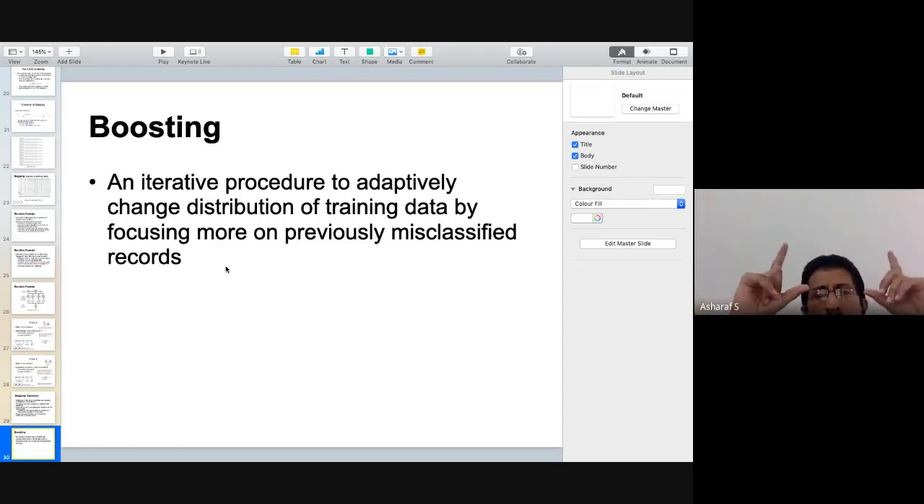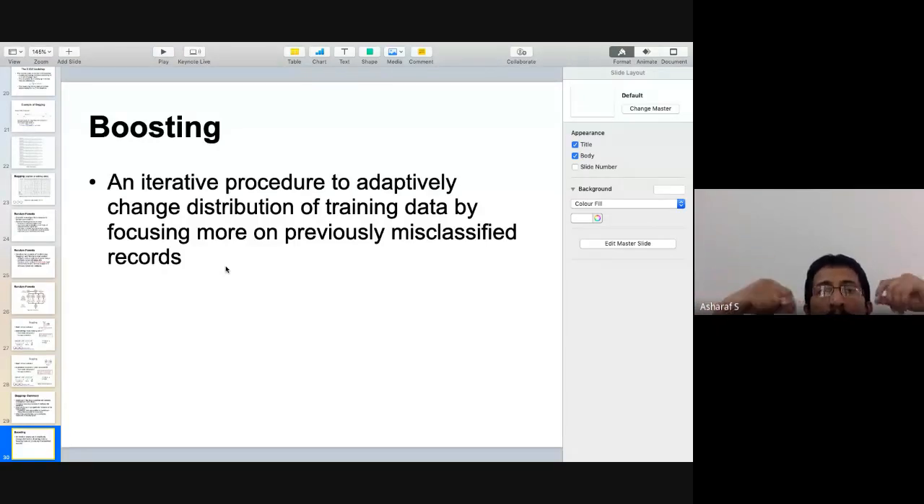Can we just concentrate on this: I've got training data and I've created a model. When I try to test the model on the training data itself, some of the points are correctly classified, some are wrongly classified. Correctly classified points, I don't have to bother too much, it's already taken care of. But wrongly classified points, I have to give more importance.